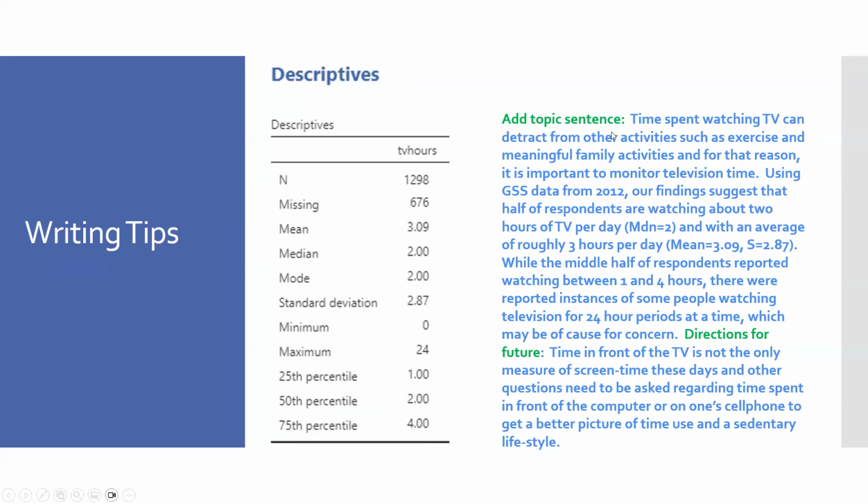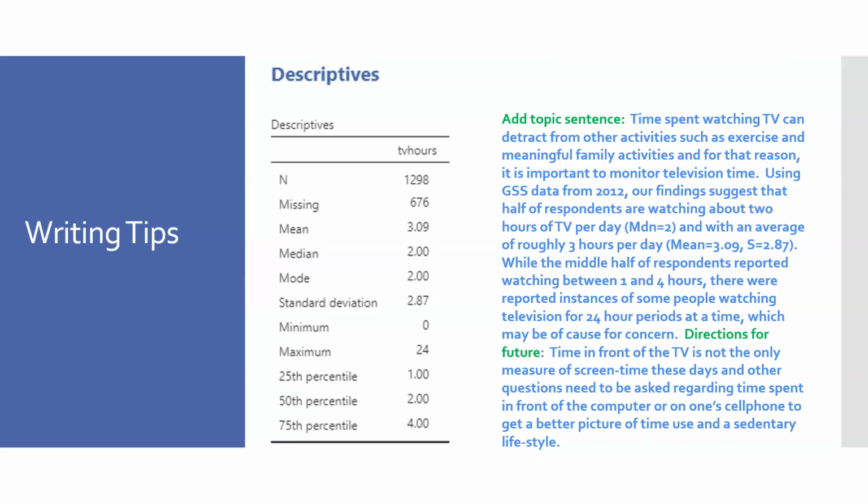So the first thing you do whenever you're writing this stuff up is do what you might do in a sociology class that doesn't involve data. Start with your topic sentence and explain it out a little further. So, time spent watching TV can detract from other activities such as exercise and meaningful activities, and for that reason, it's important to monitor television time. And note, that statement brings an introductory idea, comment, or policy to the surface to analyze.